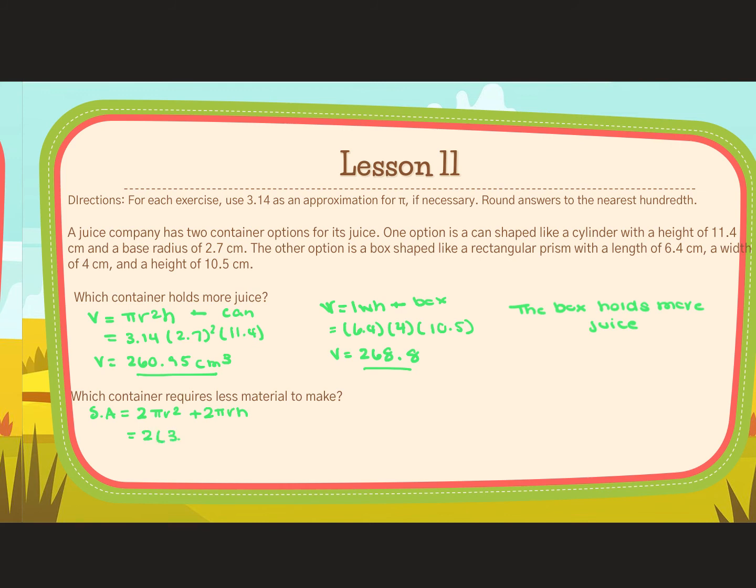So we have 2 times 3.14, and from the problem it said that our radius was 2.7, so we're going to square that, plus 2 times 3.14 times 2.7 times 11.4. Well, first of all, we're going to multiply each piece together separately and then add them together. And we get 239.08 centimeters squared, right, because we're working with surface area.